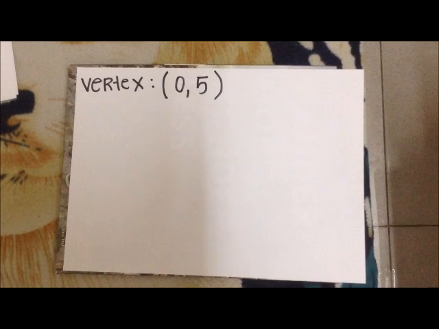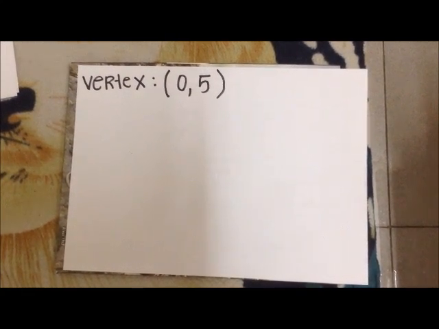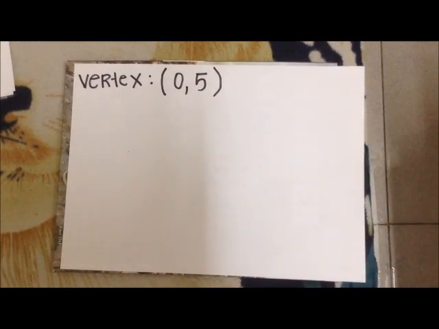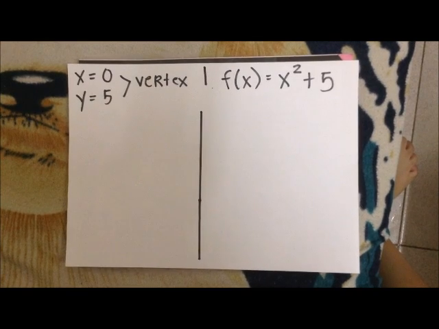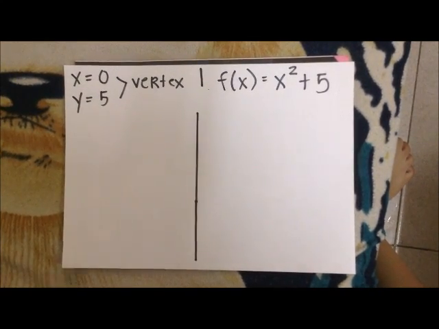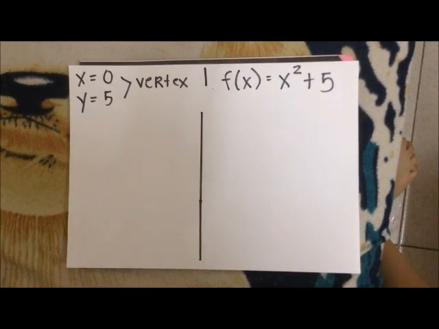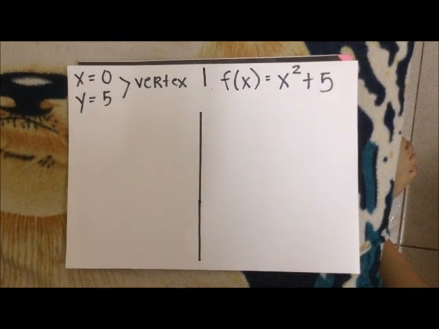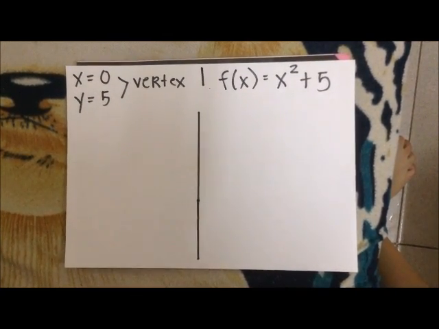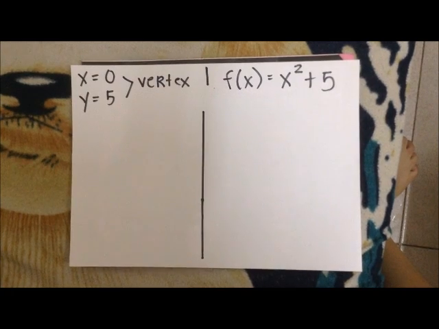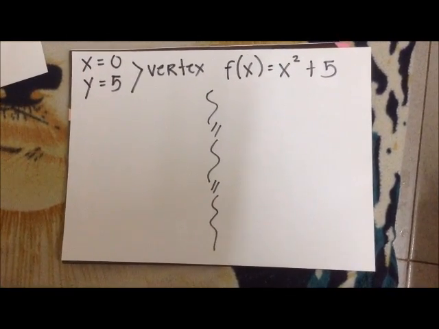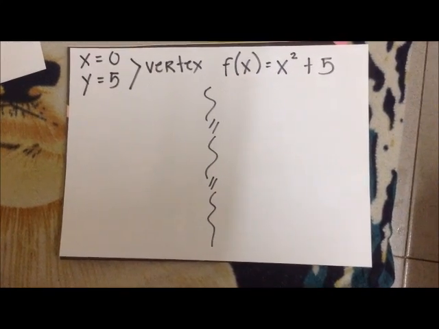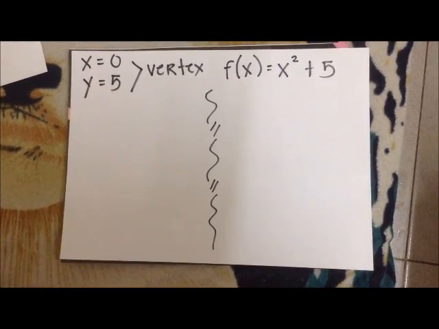So now that we have the value of the vertex, it's time to identify two more points for our Cartesian coordinate plane. Focus on the value of x, which is 0 in the vertex. For the second point, the value of x must be lower than 0. And for the third point, the value of x must be higher than 0. For the second point, think of any number that is lower than 0. In this problem, I will use negative 1.